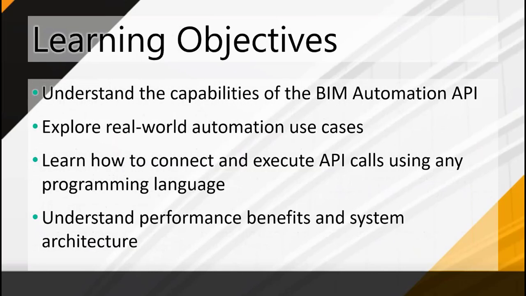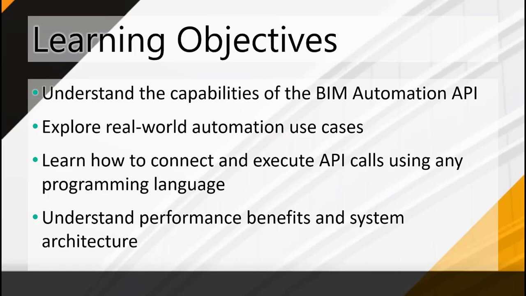So today we're going to go through a few things. We're going to talk a little bit about the capabilities of the BIM Automation API, that desktop automation API locally running in your Revit environment. We're going to talk about some real-world automation use cases and give some examples of what some others have already begun working on or have already implemented. We're going to talk about how to connect and execute some API calls using pretty much any programming language you would like. So totally up to you what language you want to author in again, because it's agnostic to that. And we'll talk quite a bit throughout this entire thing about the performance benefits and a little bit about some system setup things that you might want to put in place. And there's a lot here.